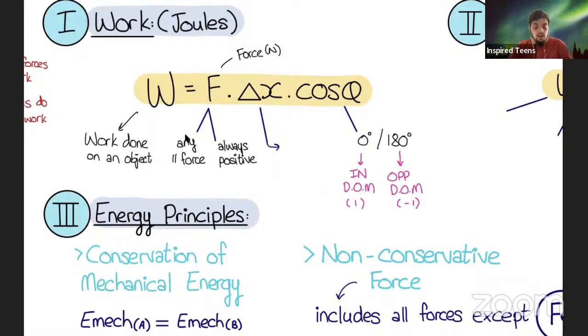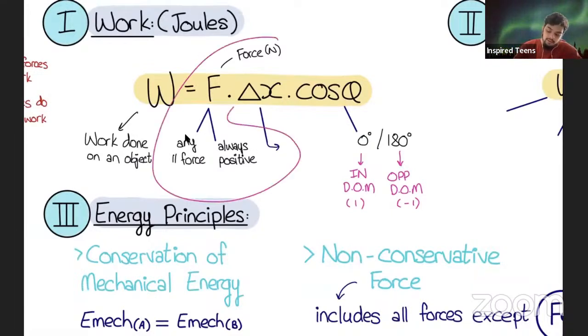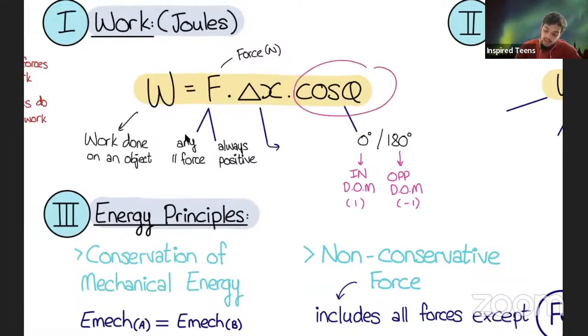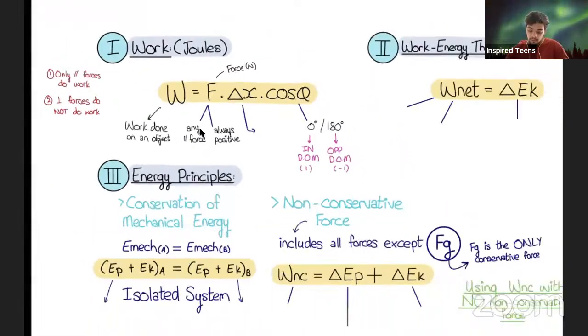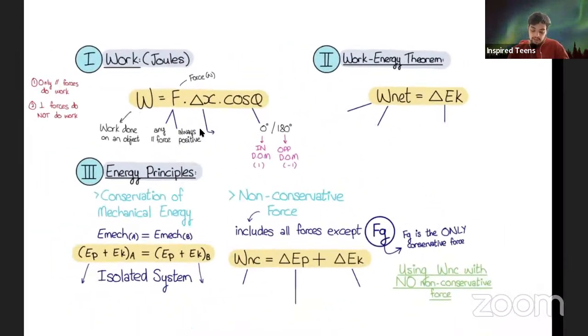Which indicates negative direction. Okay, so for the force, you never substitute a negative. This is the guy that handles the direction. This cosine theta, what are our options for theta? We use theta as 0 degrees when the force is in the direction of motion, or we use it as 180 when the force is opposite to the direction of motion.